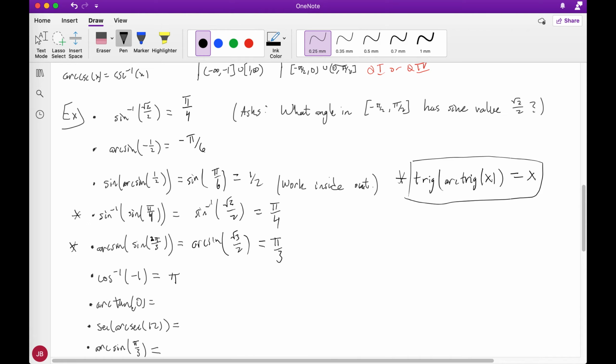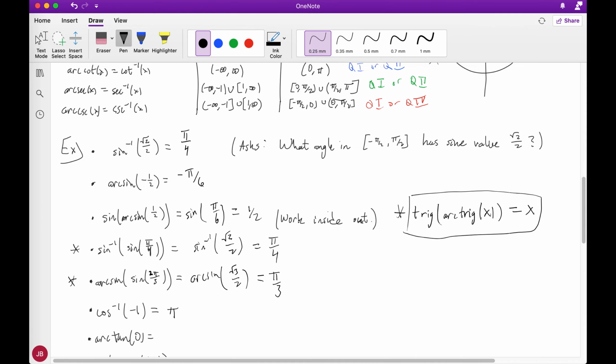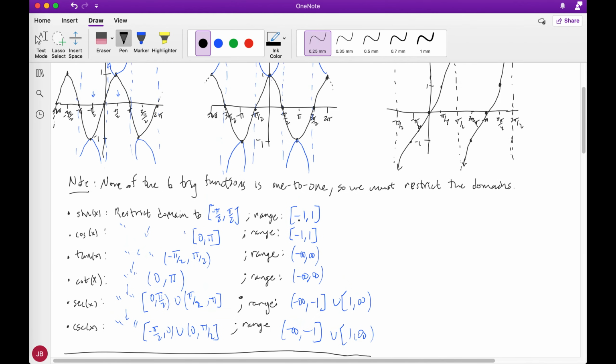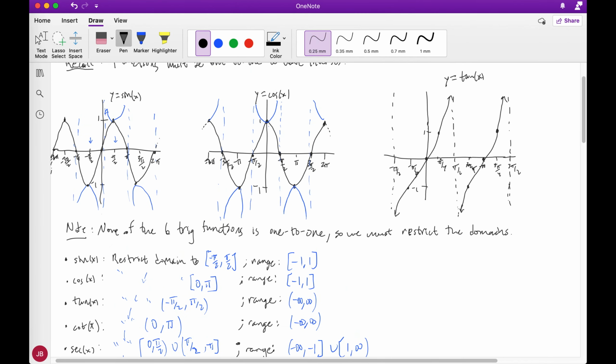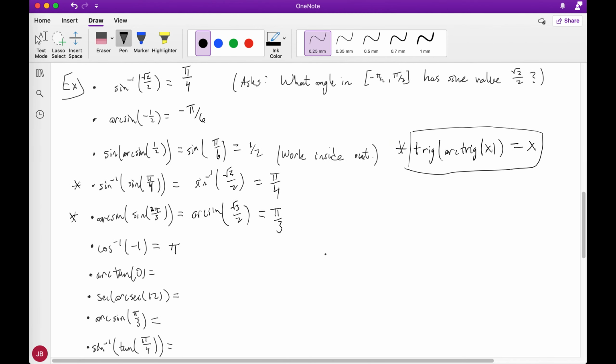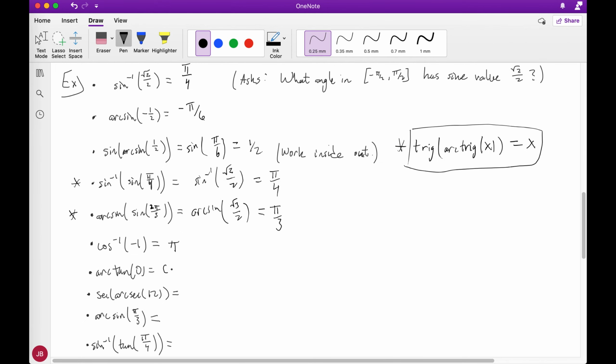What angle in minus pi over 2 to pi over 2 has a tangent value of 0? Well, I mean, you can even look at the graph and see it. Here's minus pi over 2 to pi over 2. What angle has a value of 0 when you do the tangent of it? Well, angle 0, right? Okay.